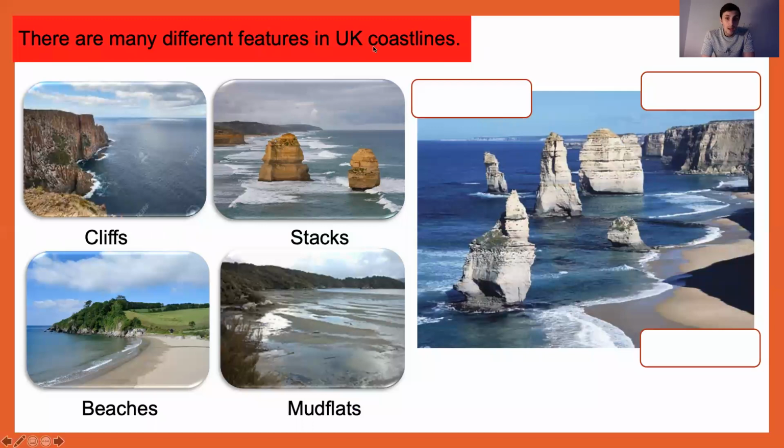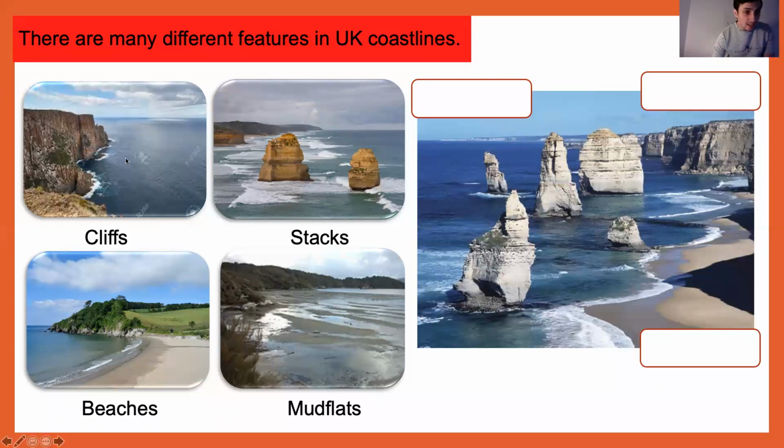So there are many, many different features in our UK coastlines. So we spoke about our UK coastlines. We know the UK has a coastline all the way around it. And here are some important words that we're going to need to learn today, guys. This first one here, cliffs. Cliffs here, I briefly explained this at the start of the session.